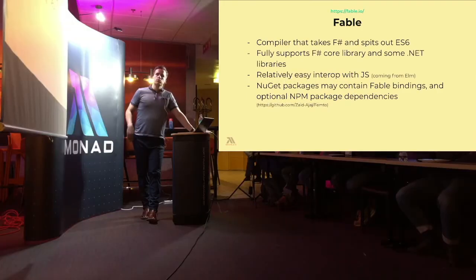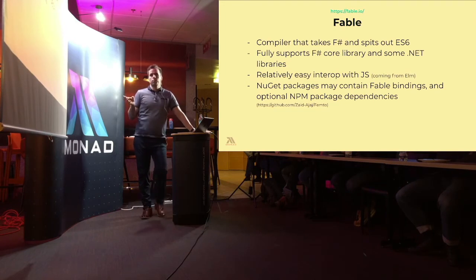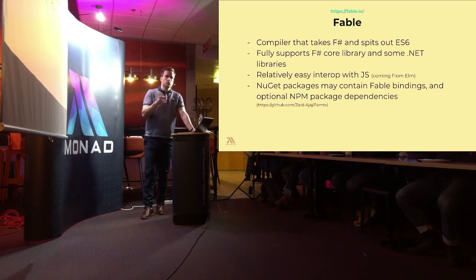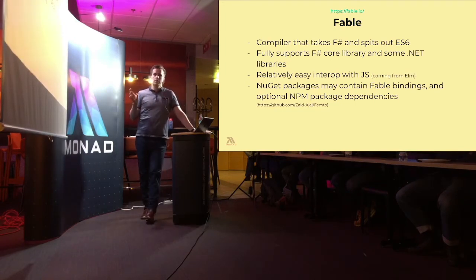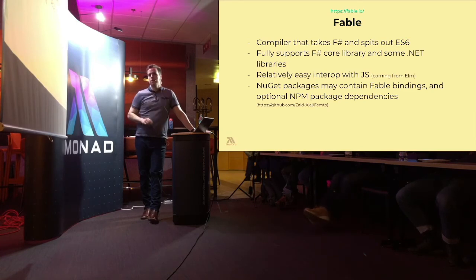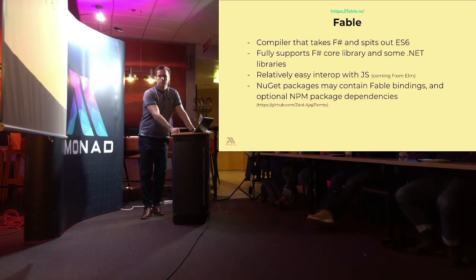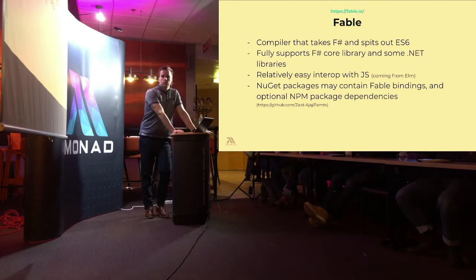And then within those same packages, you can actually have the Fable bindings, which basically is just the source code of any library, and then the Fable compiler can actually compile that into JavaScript. And these packages can also depend on NPM packages as well, so you don't actually have to use NPM yourself if you don't want to. So that's at least for me kind of cool.